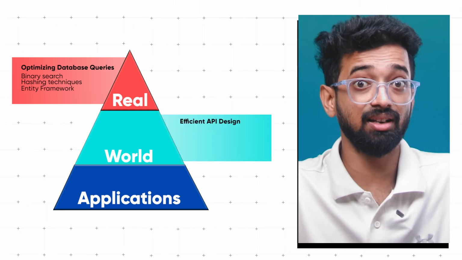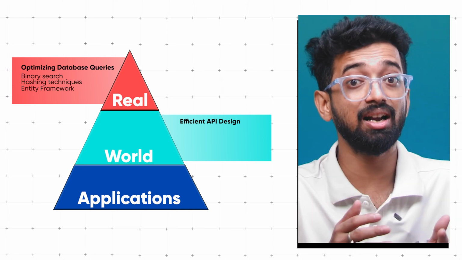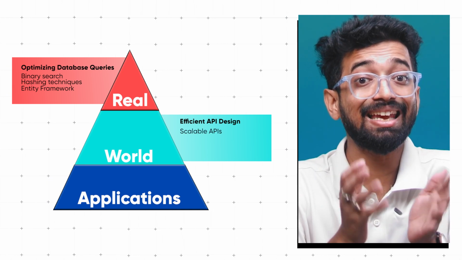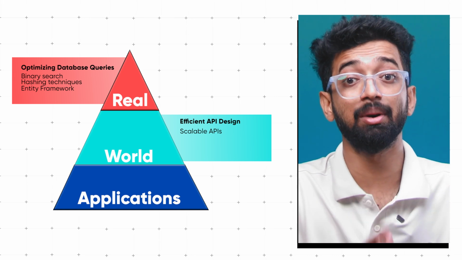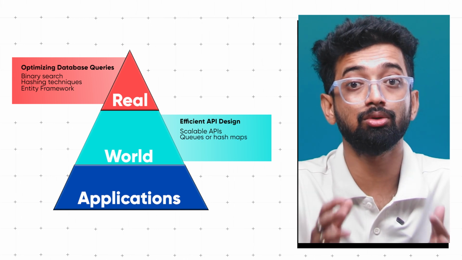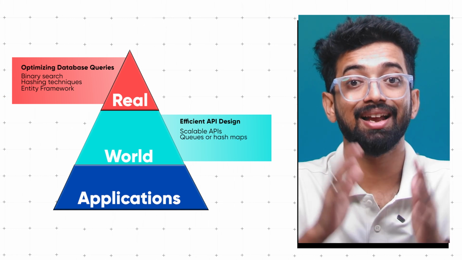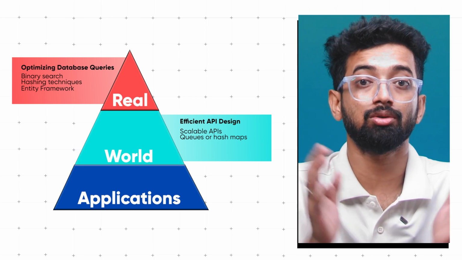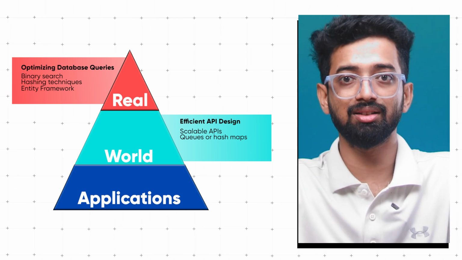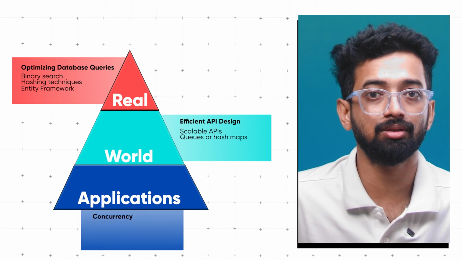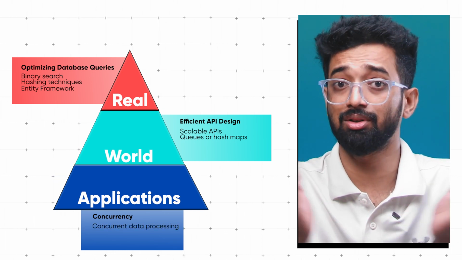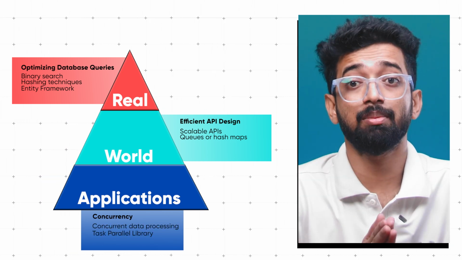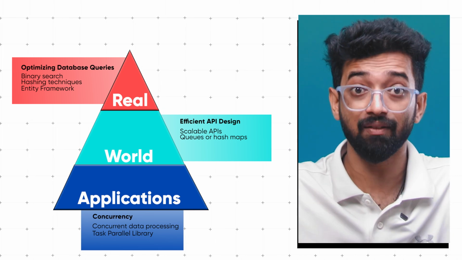Efficient API design: DSA comes in handy when building scalable APIs. Let's say you are designing a rate limiting feature. Using queues or hash maps for fast lookups can drastically improve your solution efficiency. In concurrency, in the age of microservices, understanding how to handle concurrent data processes using C#'s Task Parallel Library can give you a huge advantage.